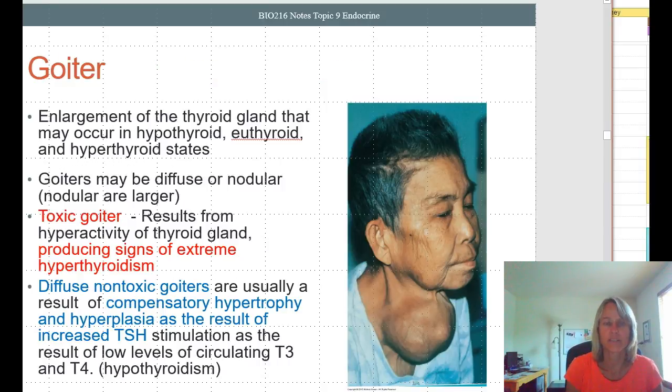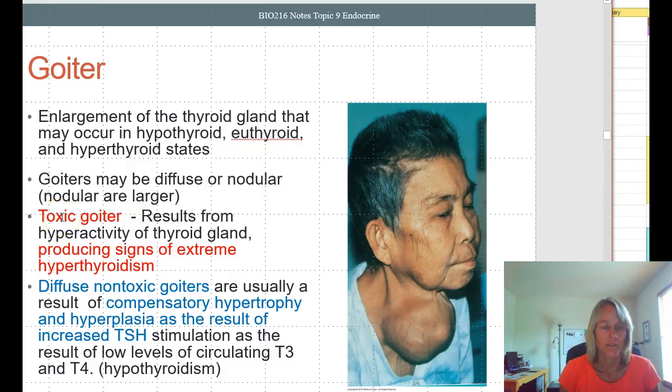A goiter is an enlargement of the thyroid gland, and this can occur in conditions of low thyroid hormone, normal thyroid hormone, or hyperthyroid states. Goiters may be diffuse, where we see just a kind of enlarged gland, or there can be distinct nodules, as you can see here.